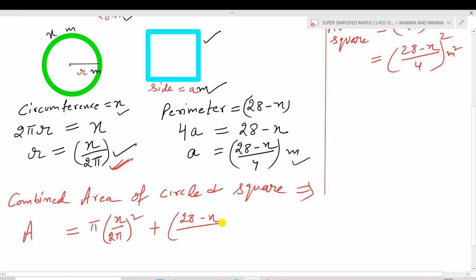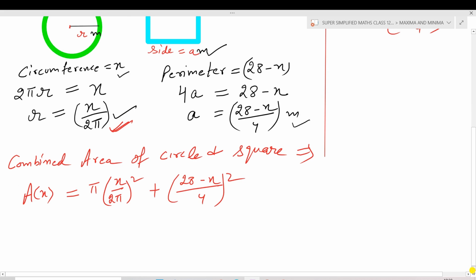Now you can see that in this combined area expression that we have found, the only variable is x and the rest are all constants. So we can say that this area function is a function of x. Now your aim is to find the value of x so that the function given in equation 1 is minimum, since we want the minimum area, and for that we simplify it further and we get pi x square upon 4 pi square plus (28 minus x) whole square upon 16.